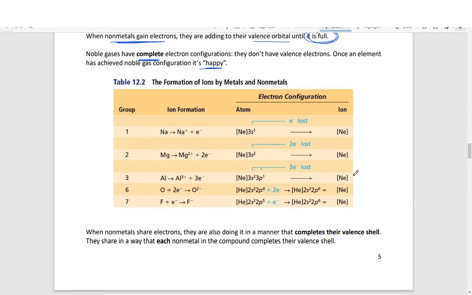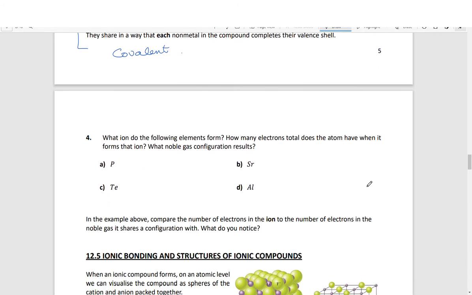So here we have an example of how they become the ions that they are. When nonmetals share, this is exactly the covalent bonds that we were talking about. And we're going to keep going with these ionic bonds a little bit. Okay, let's take a look at some examples of these, so you can practice doing this kind of stuff with the periodic table.